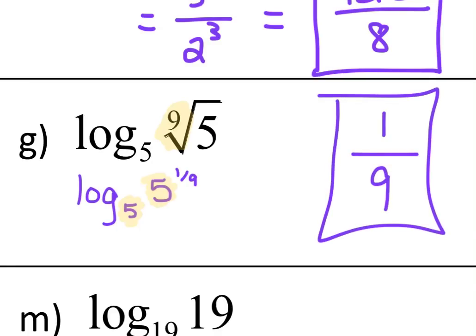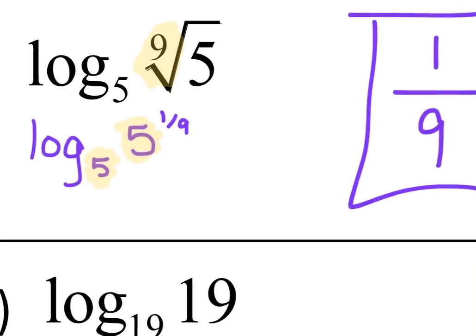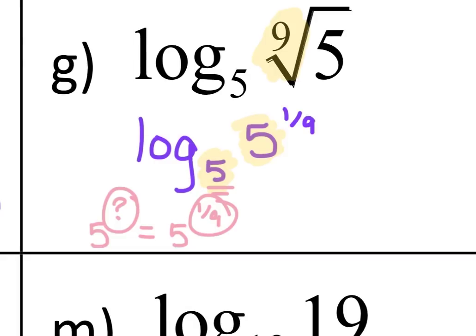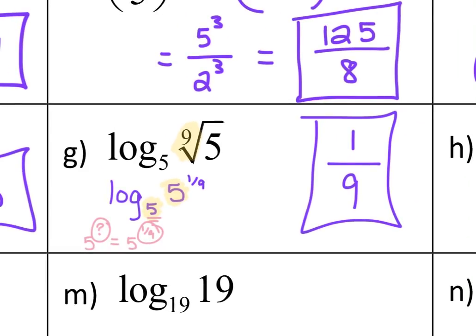But if you want to think it through like the previous couple of problems, what you can do is say, okay, well, if 5 is the base of the logarithm, 5 to what power is going to be equal to 5 to the 1/9 power? Well, if the bases are the same, then the exponents have to be the same, and so your answer to this is still 1/9.